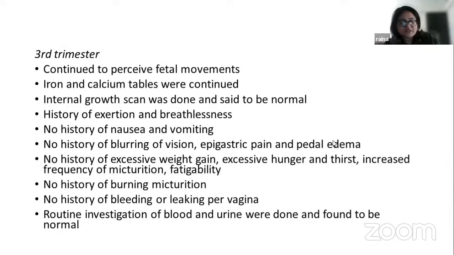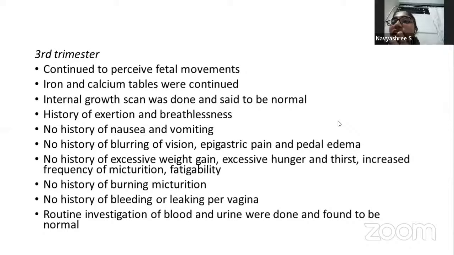Okay, so somebody has asked on the chat, what is the dose of iron folic acid tablets? Can you answer this question? Yes, ma'am. Folic acid, 4 mg once a day, iron is 100 mg and calcium 500 to 1000 mg.